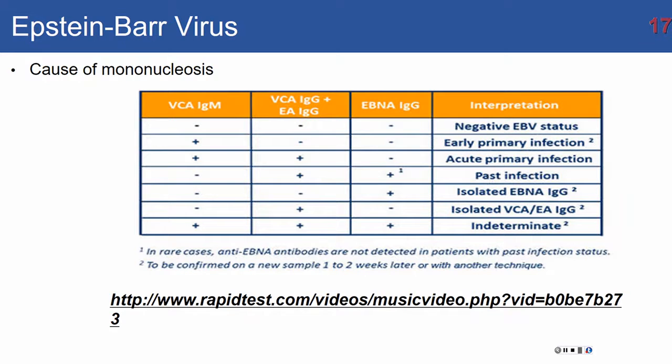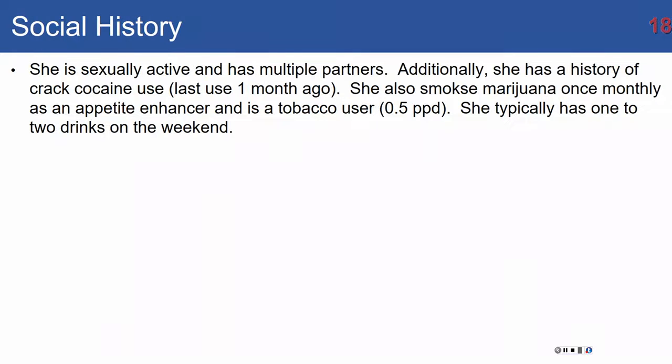And it turns out that the interpretation of a mono test is very difficult because you can get a positive here and a positive here, and that means you have had a past infection. You can get a positive here and a positive here. That means you have an acute primary infection. If you get positives in all 3, it means it's indeterminate. And so you have to understand how you are going to interpret this type of test. But in our case study, she was told that she was negative for mono and negative for Epstein-Barr.